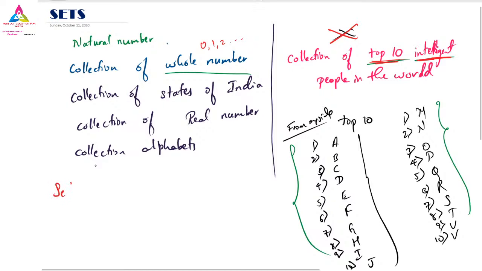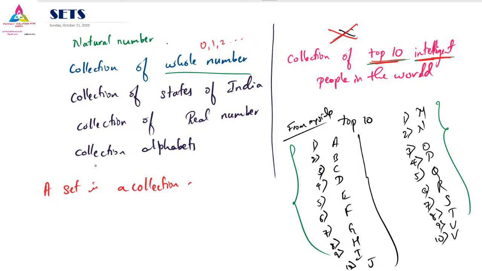A set is a collection of well-defined objects, or you can write elements.